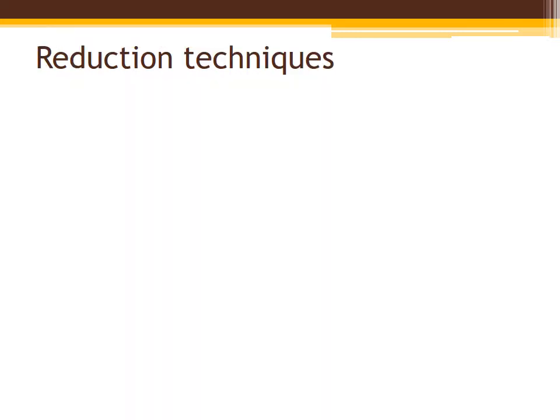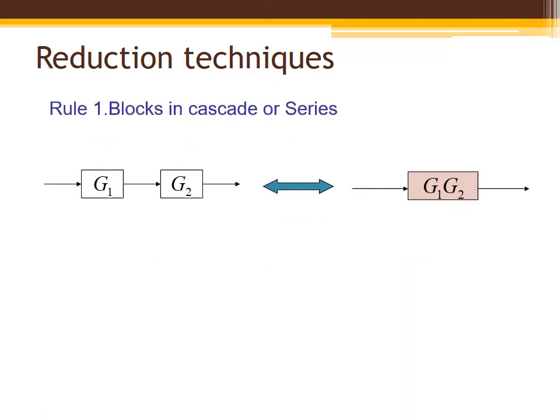Now we'll start with the reduction techniques. For reduction techniques, there are some rules. It is used to simplify any complicated system. To bring it into simple form, it is necessary to reduce the block diagram, but using proper logic such that the output of that system and the value of any feedback signal should not get disturbed. Therefore, the following rules are used for block diagram reduction.